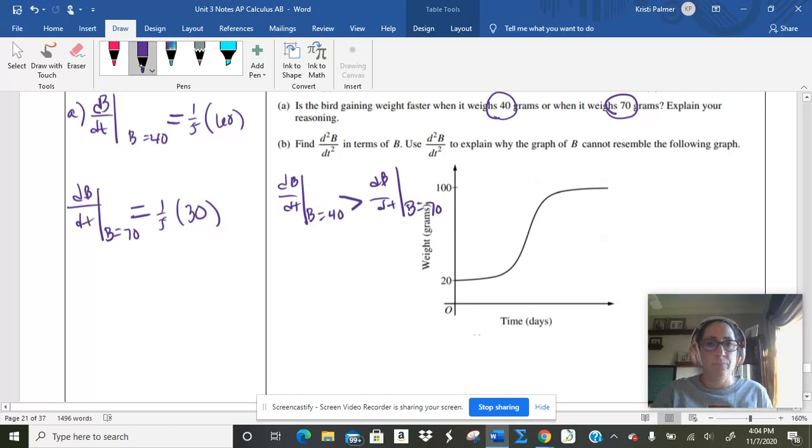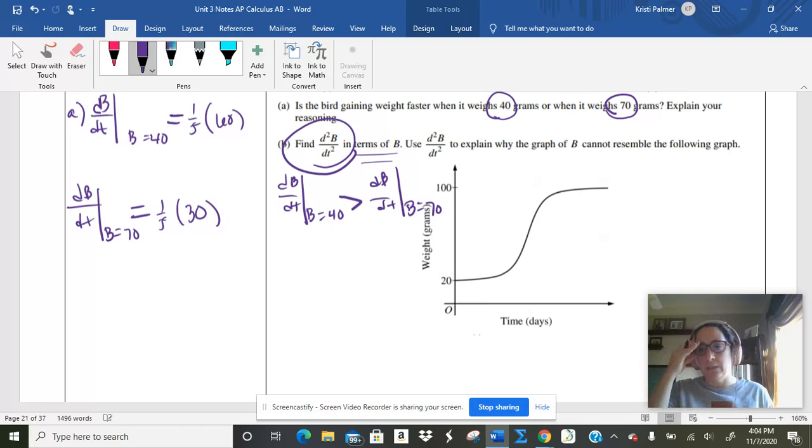Okay, B. Go find dB dt, or sorry, the derivative of dB dt. So the second derivative here. So let's do that, and then we'll go to the second one. And it only wants it in terms of B. That just means don't leave any first derivative dB dt's without plugging in things, which we know.